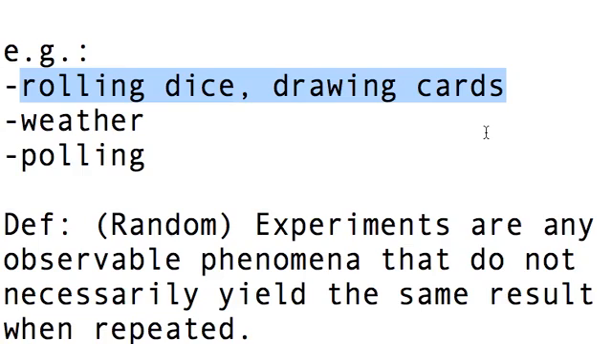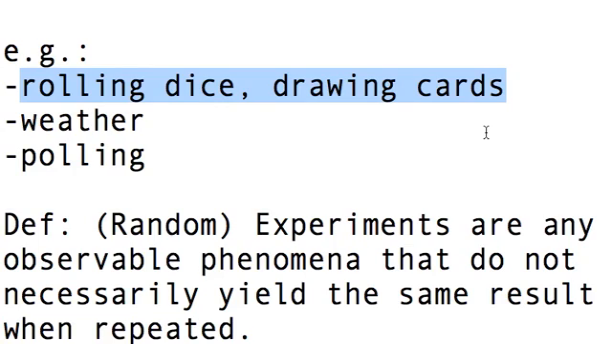Rolling dice or drawing cards. If you keep rolling dice, you don't expect to get the same thing over and over. If you shuffle a deck and then keep drawing cards, you're not going to expect to get the same card over and over. Weather: we have an idea what the weather is going to be tomorrow, but everybody's like, oh, the weatherman's always wrong. Well, the weatherman is sometimes wrong because weather is unpredictable. But to some degree, it's random.